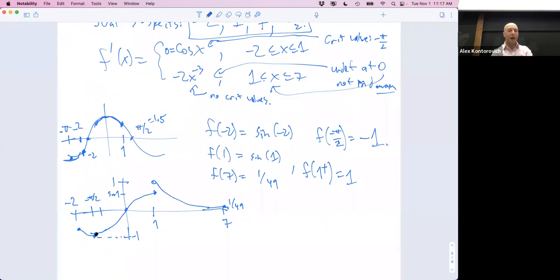All right, now that we have all those points, we can see which of those are maxes, mins, local maxes, local mins. So tell me which is which. You want to take a minute and think about it?